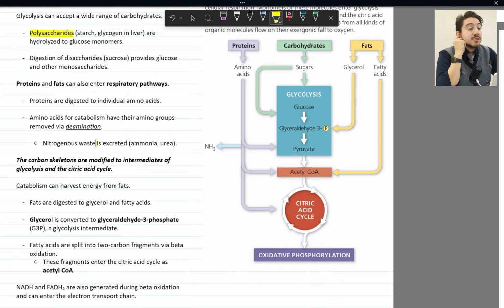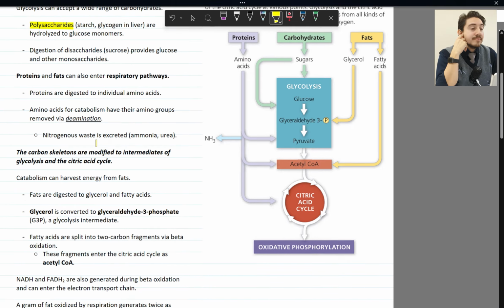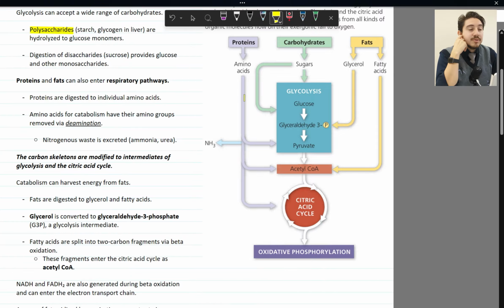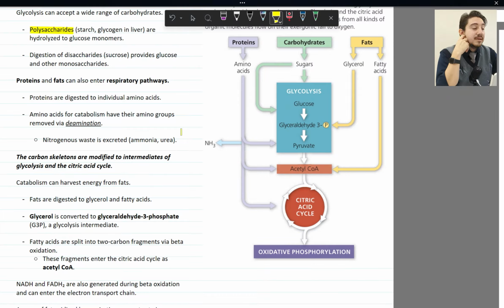Proteins and fats can also enter respiratory pathways. Proteins can be broken down into their amino acids, and they can be converted into pyruvate. They do need to be processed. You have amino acids, and you have a lot of nitrogen groups, of course, in the amino group. You remove these amino groups in a process called deamination. This deamination will remove these amino groups, which will then be converted into nitrogenous waste to be excreted out of the body, like ammonia and urea, as you see here.